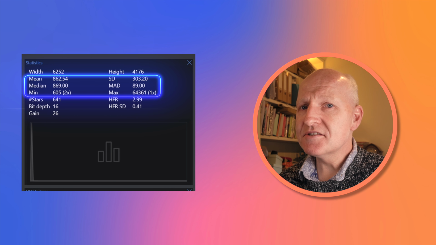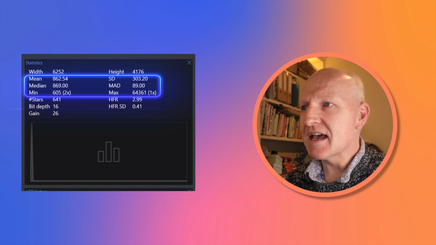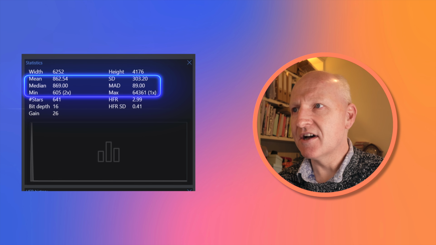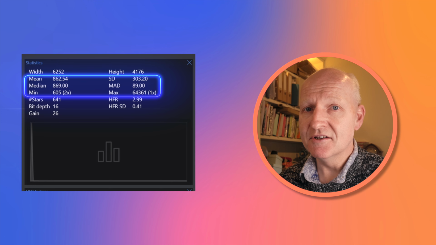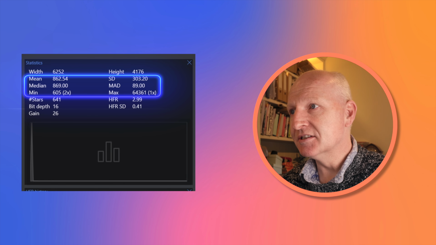So the second section I'm going to talk to you about today is brightness and distribution statistics. And these are the sections highlighted on screen that tell us information. So you've got the mean, the median, the min and the max. So let's take a look at the mean. The mean is the average pixel brightness across the entire image. So a high mean can mean overexposure, while a very low mean can mean your image is underexposed.